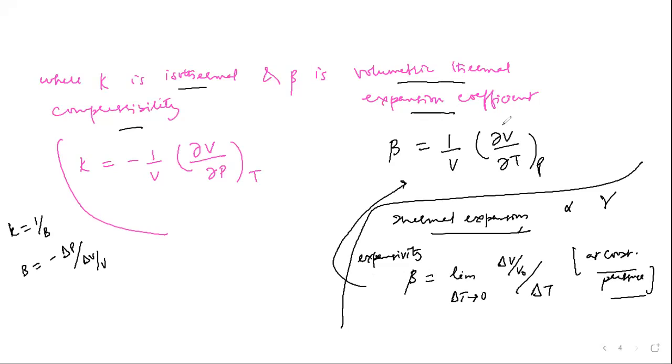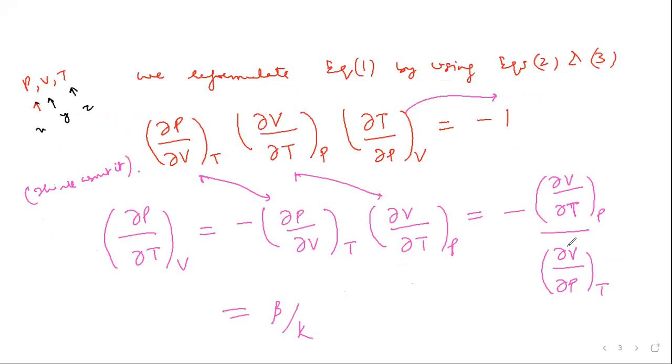So it is simply expansivity, or the volumetric thermal expansion coefficient, right? So let us move back to our topic. So we said this can be written as beta by K. What is it? It is dou P by dou T at constant V. It is beta by K.